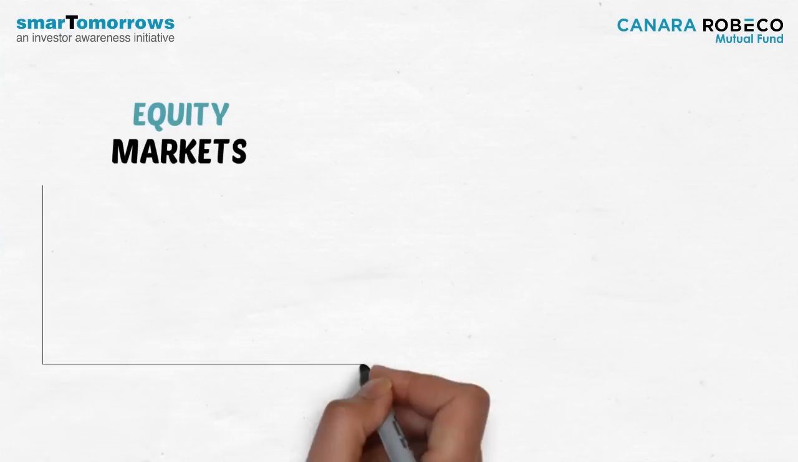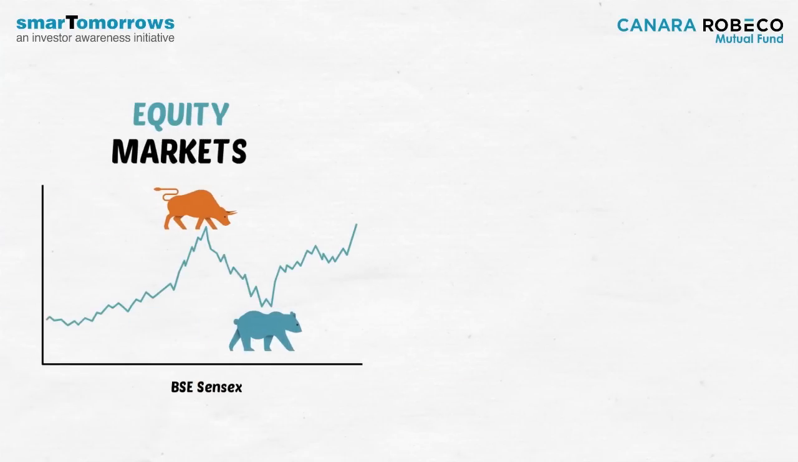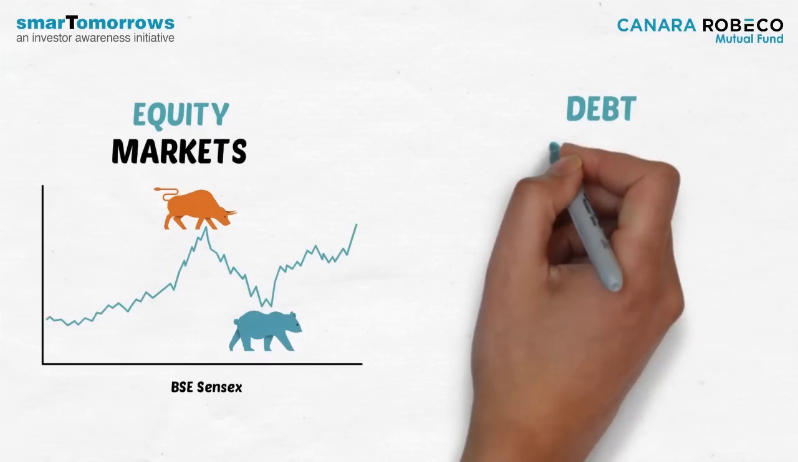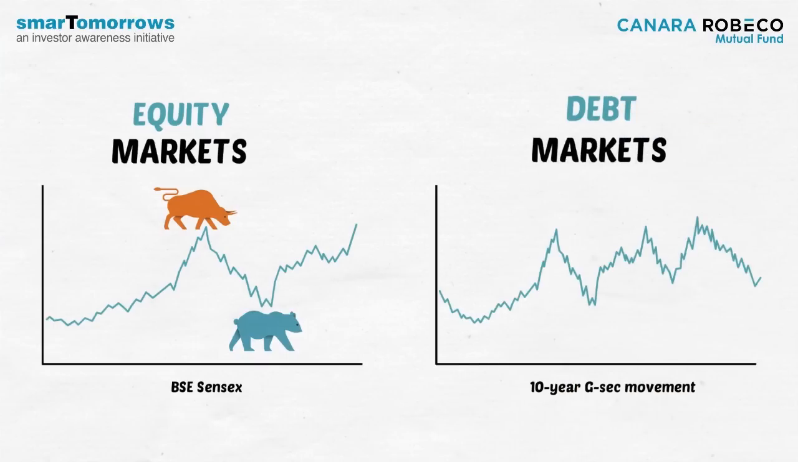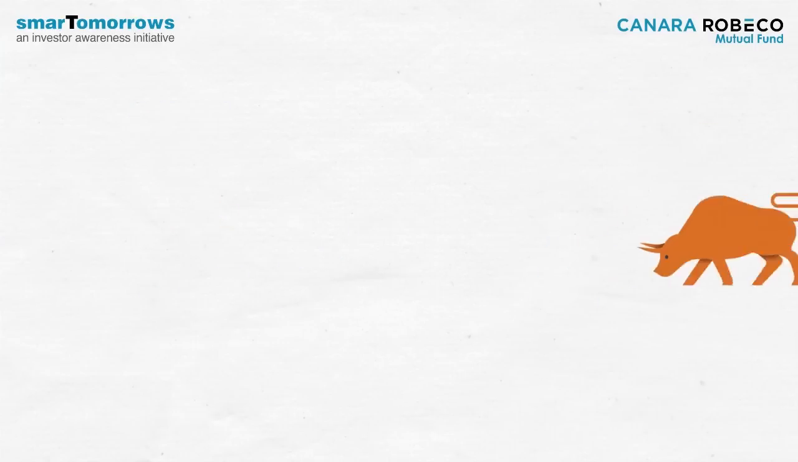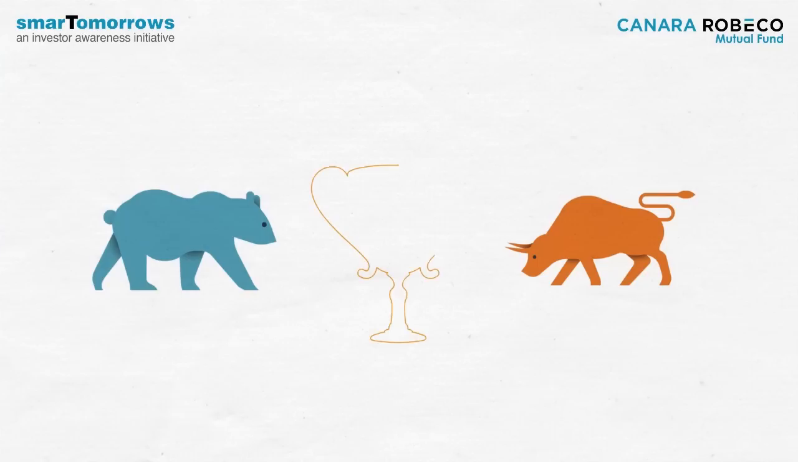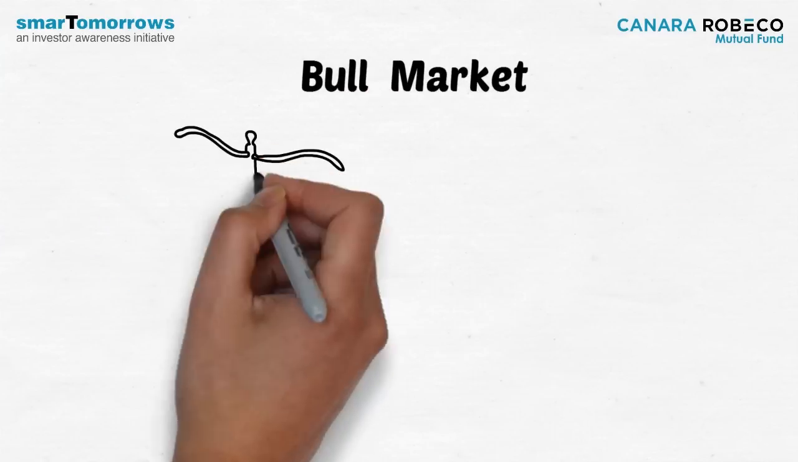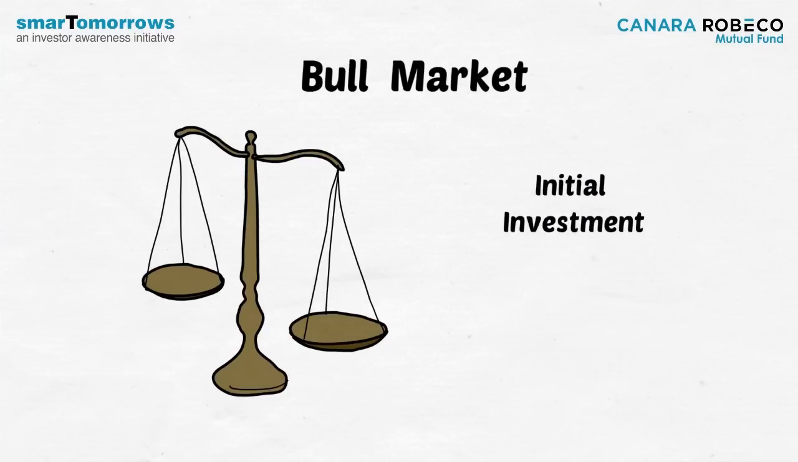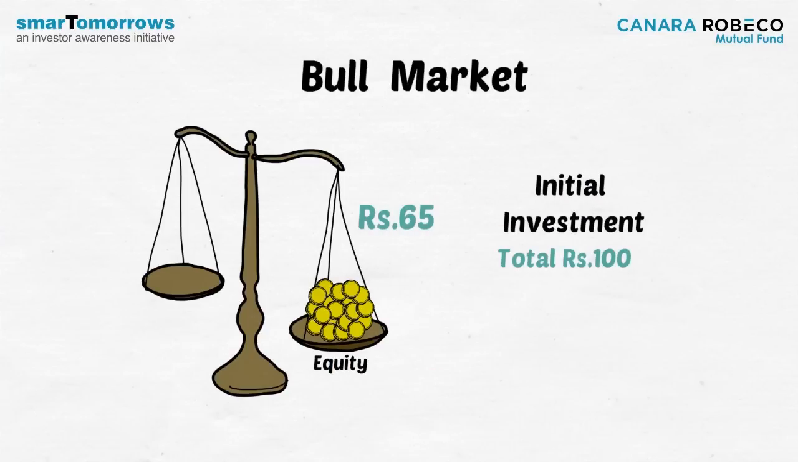The equity market goes through bull phases and bear phases, and phases of volatility. Similarly, debt markets go through their own cycles. Balanced funds use rebalancing to benefit from these cycles. Let us take a scenario where one invests ₹100 in a balanced fund. So 65 of that goes into equity and 35 in debt.